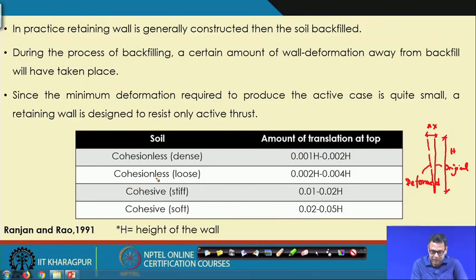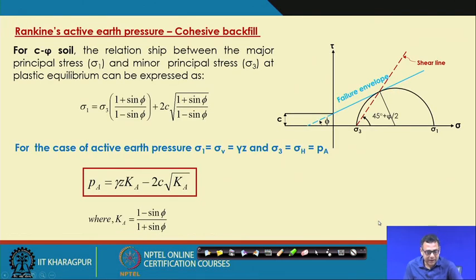For loose cohesionless soil, this is 0.2% to 0.4%. For stiff cohesive soil, it is 1% to 2%, or 0.01 to 0.02 h, and for soft cohesive soil, it is 2% to 5%. So, it is a very small amount of deformation to get an active state. Now, we will discuss what happens to Rankine's active earth pressure if the soil is cohesive, or a c-phi soil.